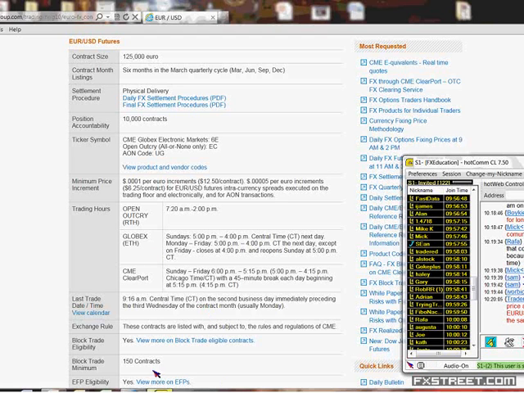Okay, so take a look. And trading hours, now it says 7:20 a.m. to 2 p.m. That's Central Time, that's Chicago time, but this thing only closes for 15 minutes and then it opens again. It trades all night long. Okay?